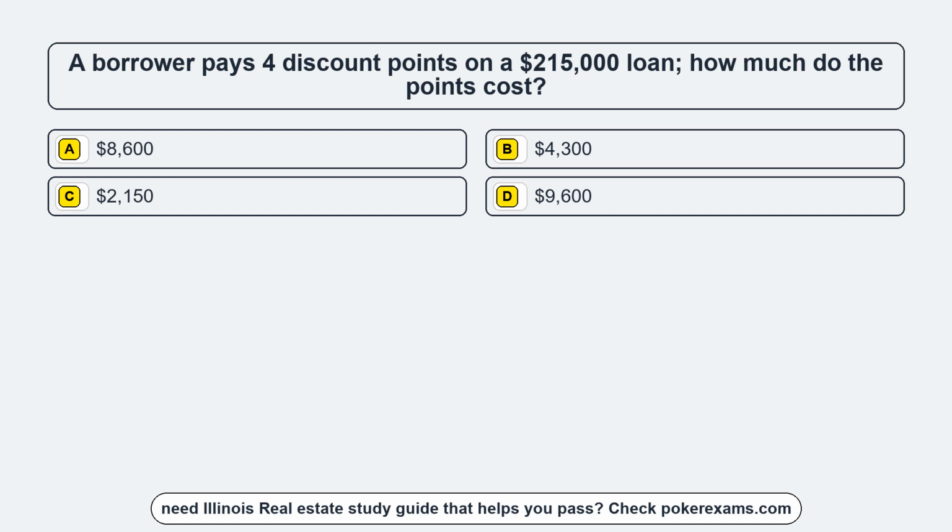Question 9. A borrower pays 4 discount points on a $215,000 loan. How much do the points cost? Option A, $8,600. Option B, $4,300. Option C, $2,150. Option D, $9,600.